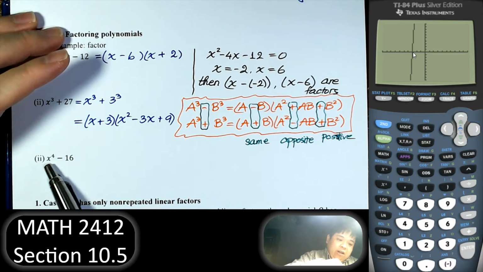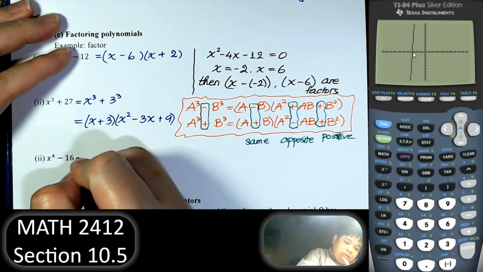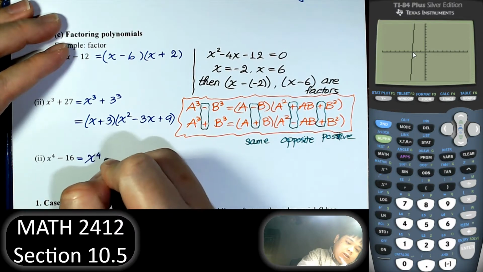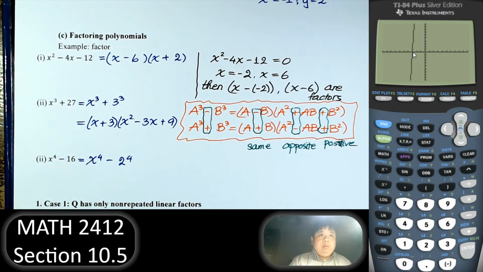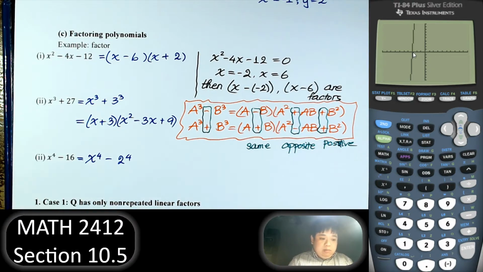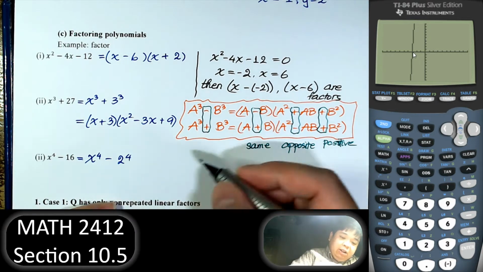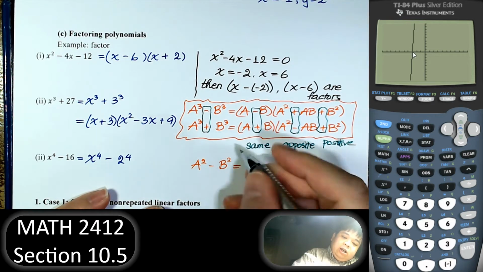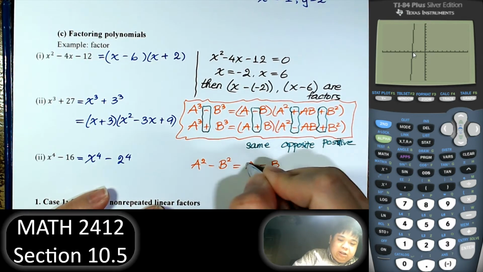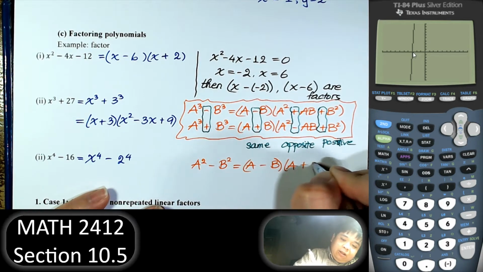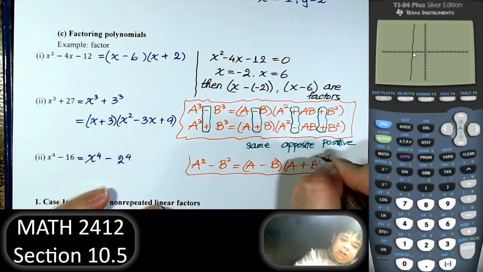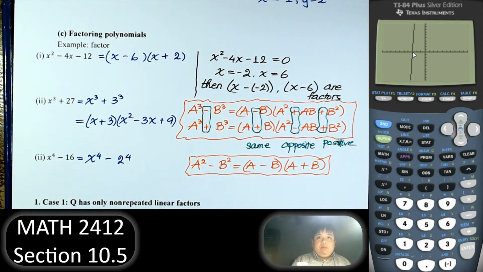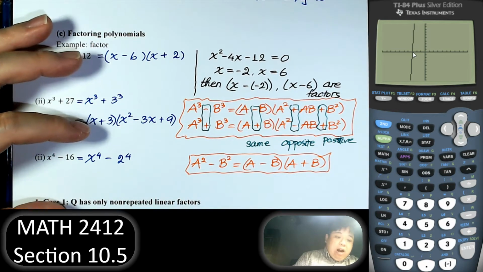And now we have 16, which is 2 to the 4th power. So we have a difference of, actually just a difference of 2 squares. If we have a square minus b square, it's going to be a minus b and a plus b. Yeah, there's no sum of 2 squares, a square plus b square. We don't have the identity for that.